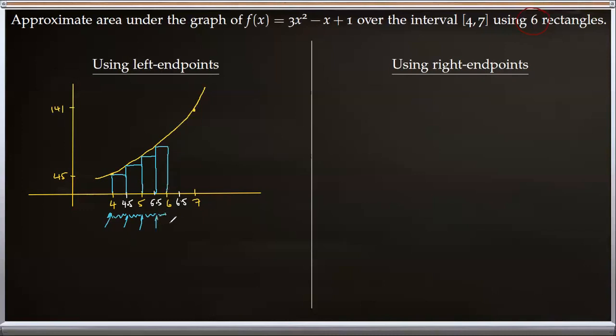At this interval, this is the left endpoint. On the interval 6 to 6.5, 6 is the left point, so we can draw at 6. And in this interval, 6.5 is the left endpoint, so we can draw at 6.5. So this is what we got.